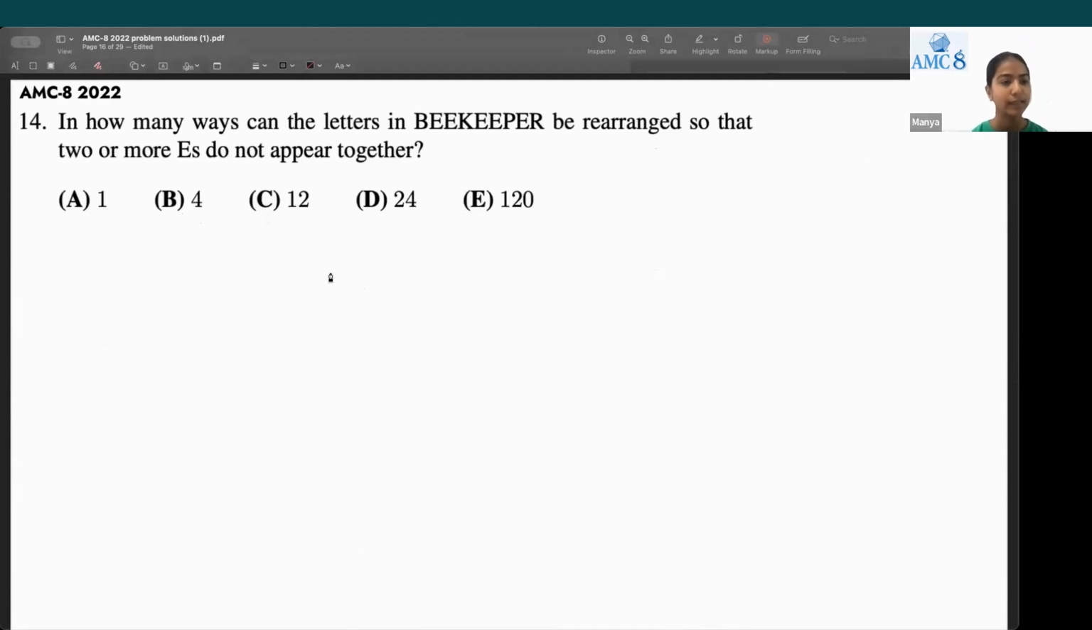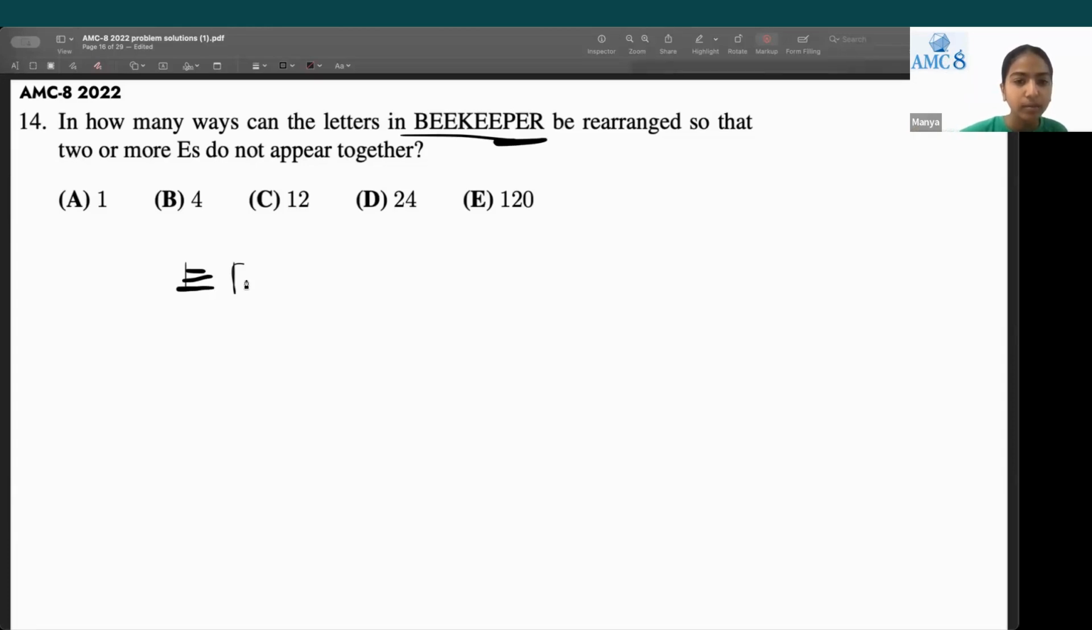Okay, problem number 14. In how many ways can the letters in beekeeper be rearranged so that 2 or more E's do not appear together? So first we can list out the possibility where all of the E's cannot be listed together. And there's 5 E's, and there's 4 normal letters like B, K, P, R. So that means that we must start with an E.